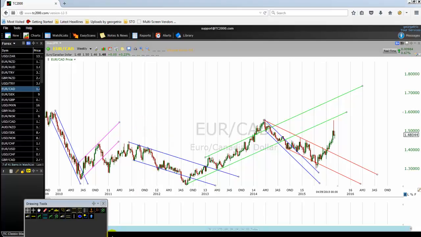Here on my chart, you can see that I drew some channels. I have a pink rising channel, a blue declining channel, a green rising channel, and also a red declining channel on my charts. How can we use these channels to enter the trade, to buy stocks, commodities, and currency pairs? We can use channels also to exit the trade.